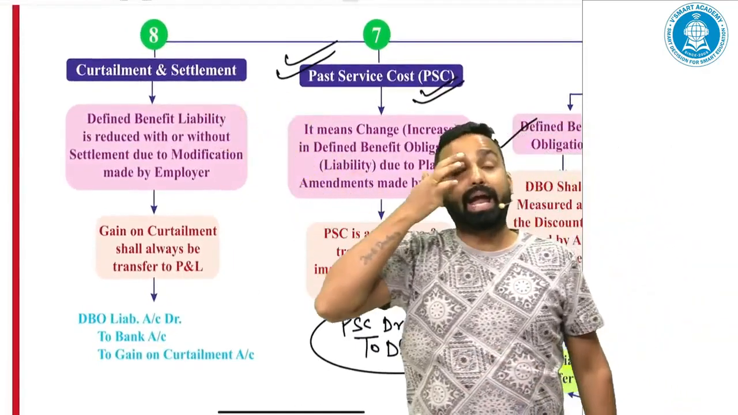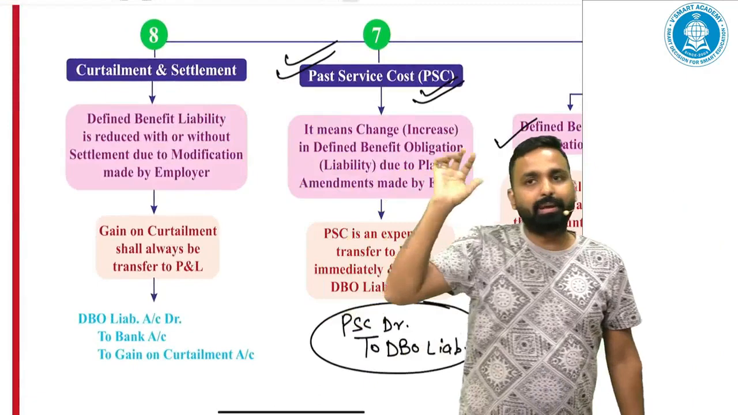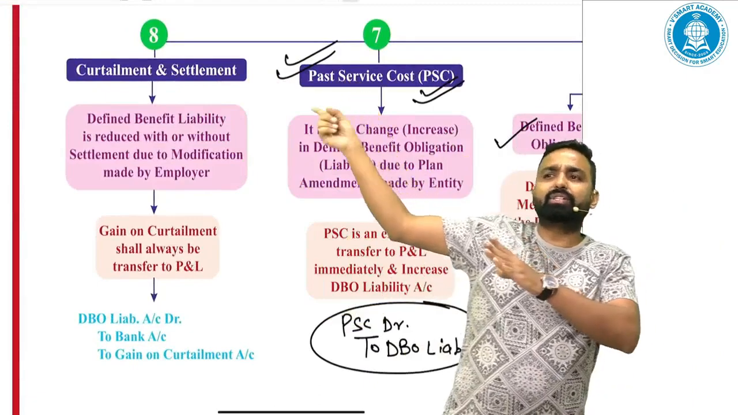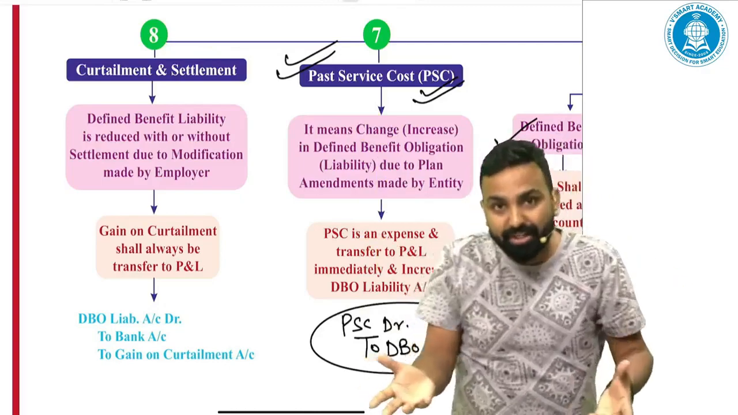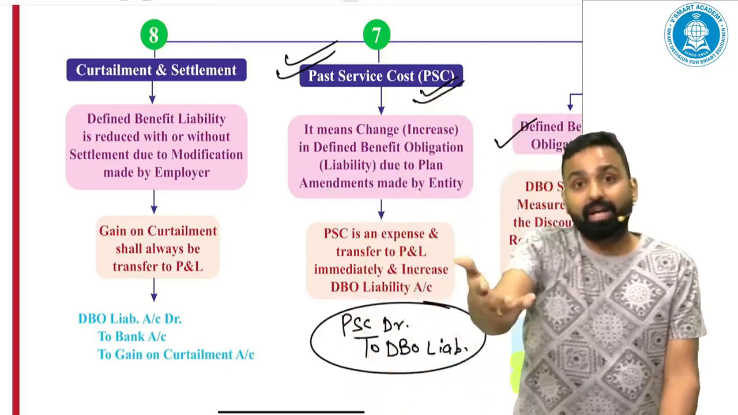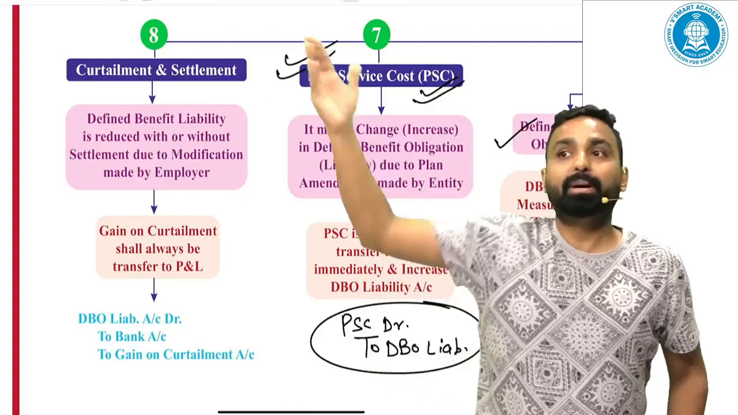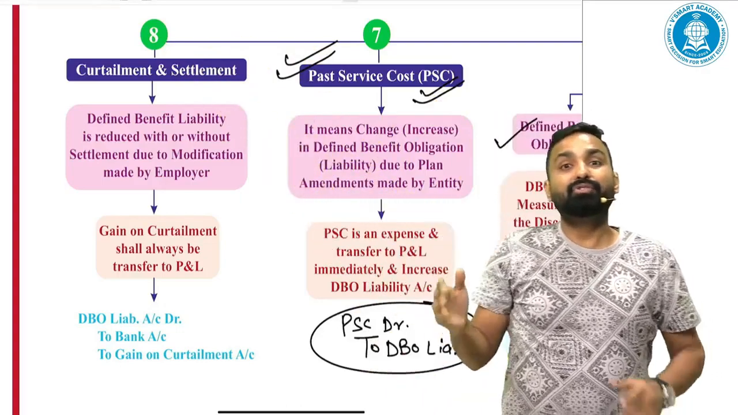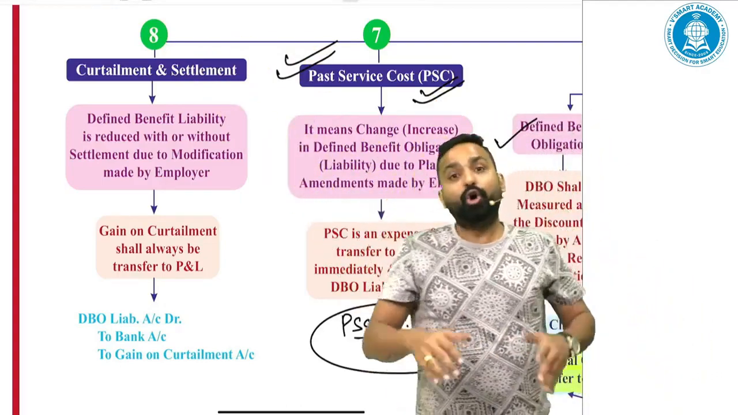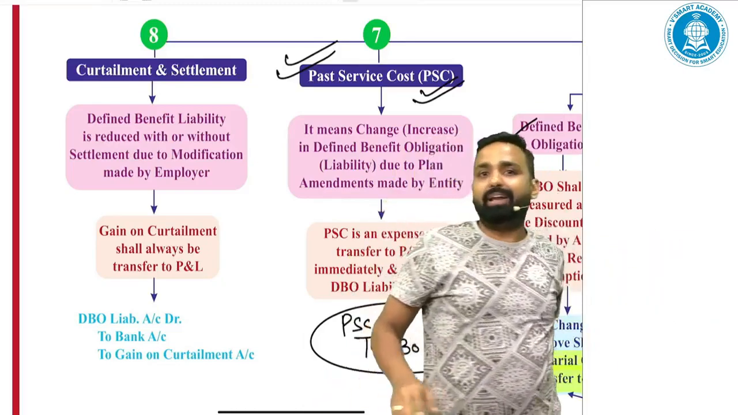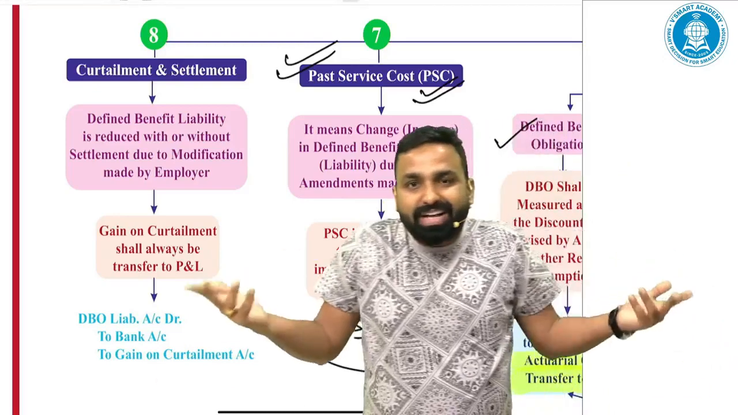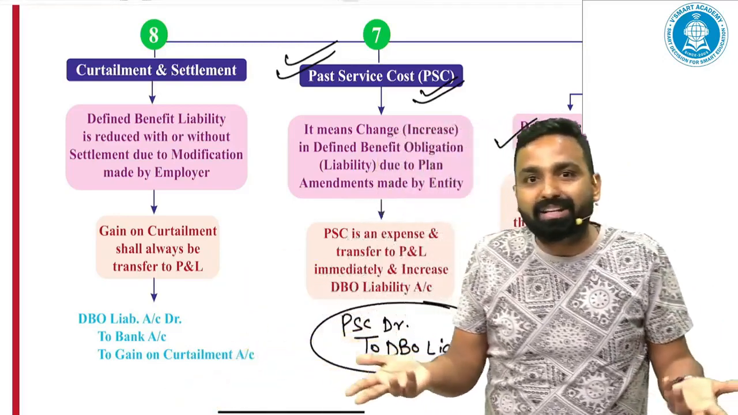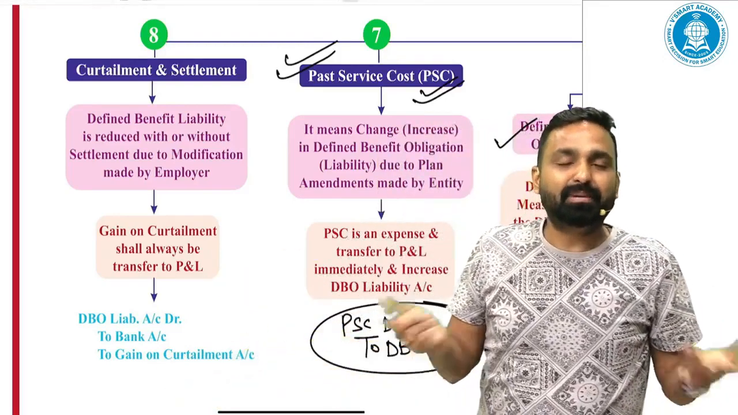Now the curtailment and settlement. What is this curtailment and settlement? Curtailment and settlement means it is just the reversal of past service cost. Under past service cost, we made some modifications in favor of employees where we have to book extra cost. But under curtailment and settlement, we are reducing the benefits or cancelling the plan. We are cancelling the defined benefit plan. So if we are cancelling the defined benefit plan, the liability will be reduced. Of course, the liability will be reduced.